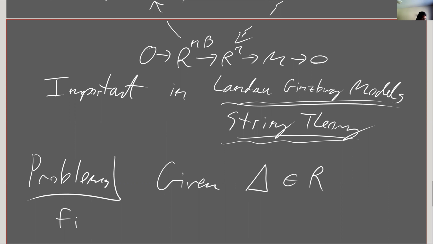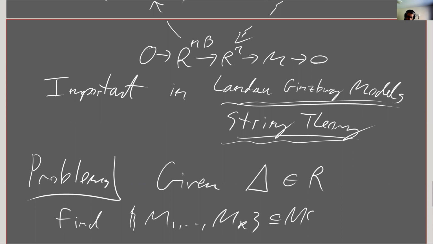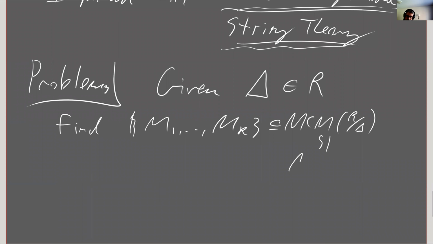Find some modules or matrix factorizations. So it doesn't really matter which we want because they're equivalent. So this is to be some subset of MCM, maximal Cohen-Macaulay modules of R mod delta. So as we pointed out, this is equivalent to matrix factorizations of delta. Right. So find a set like this S.